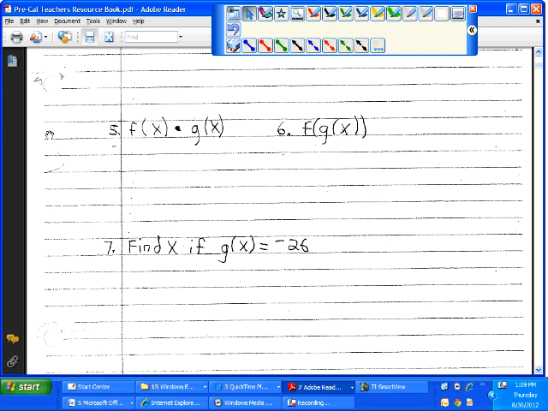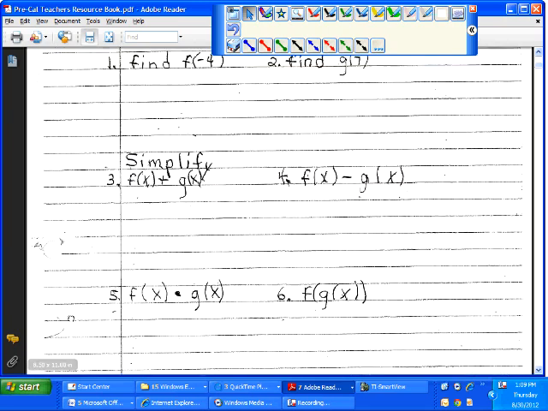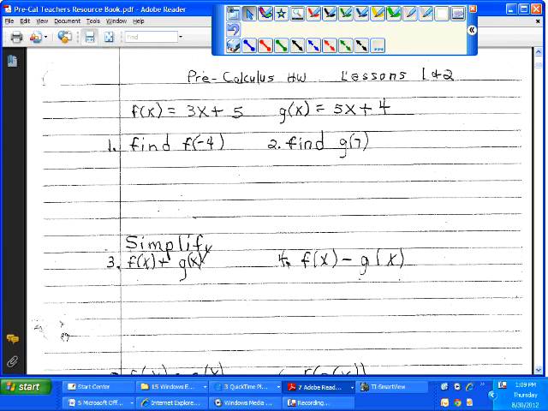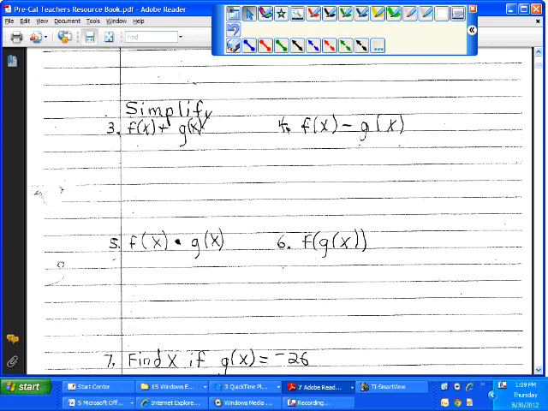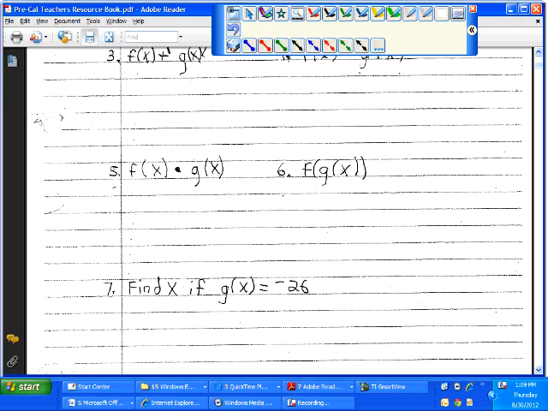Number 5, we want the F function times the G function, so we'll remind ourselves of what those functions are if we forgot, which we did: 3x plus 5, 5x plus 4. So we're going to have the F function, 3x plus 5, and I'm going to put the times sign, and then we'll talk about it. The G function, which was 5x plus 4.